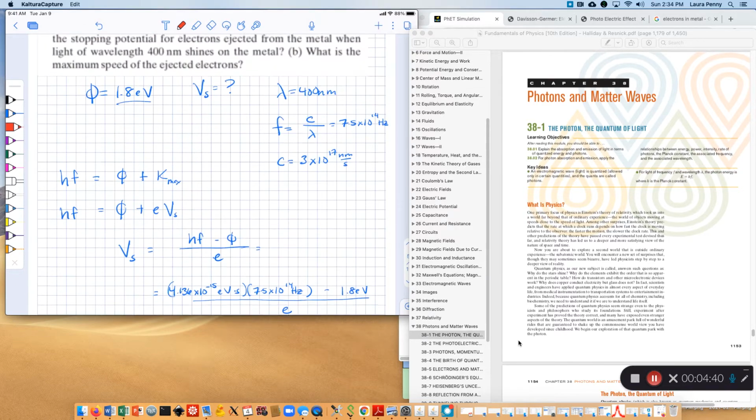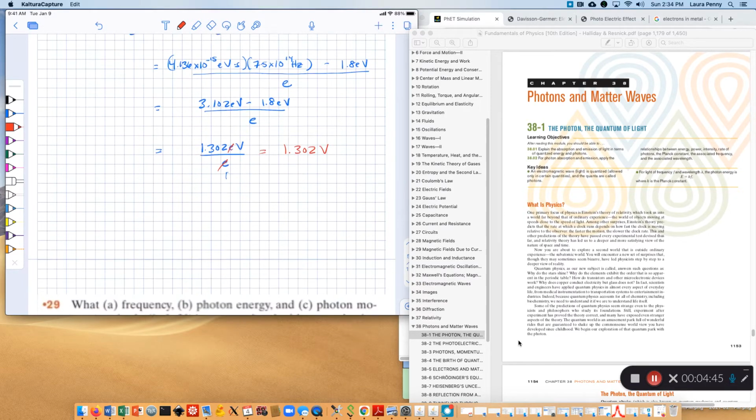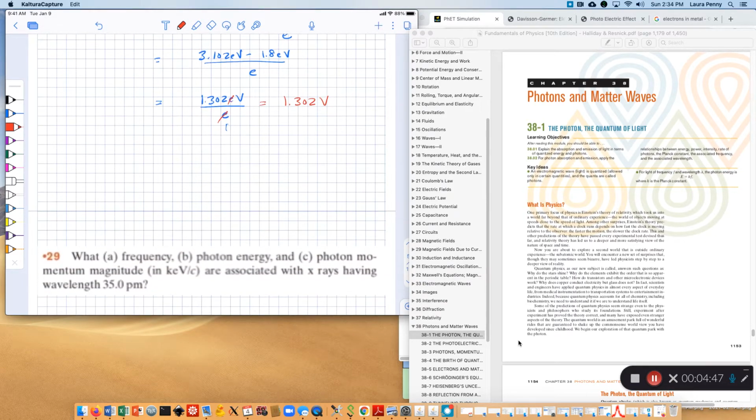All right, so that's part A. What's the maximum speed of the ejected electrons? Now to do this, sorry, my cat just jumped up here. I am going to have to probably get this in terms of the actual energy. So the kinetic energy, K max, is one half mv squared, where m is the mass of the electron. Now this is 1.302 electron volts.